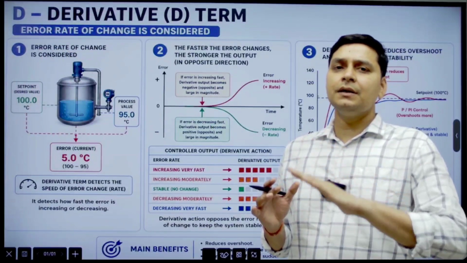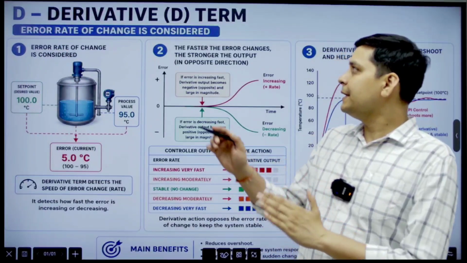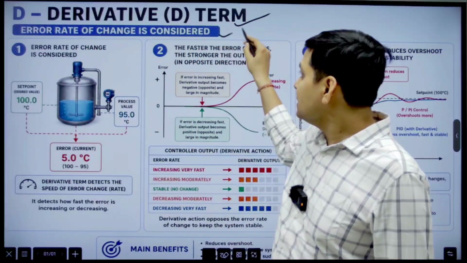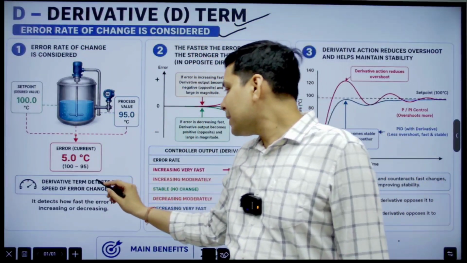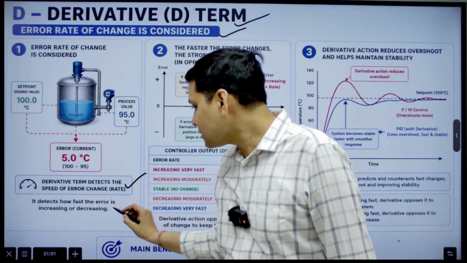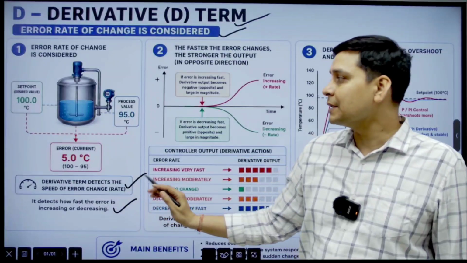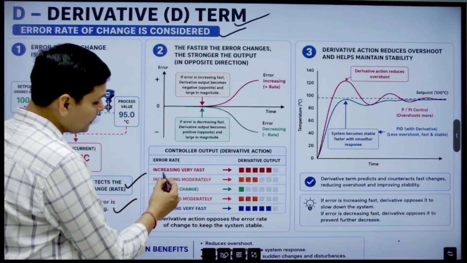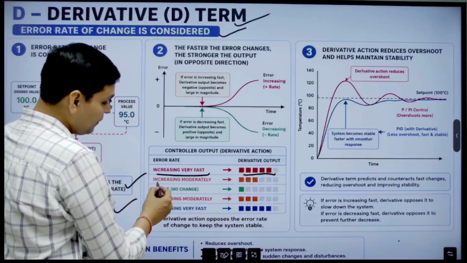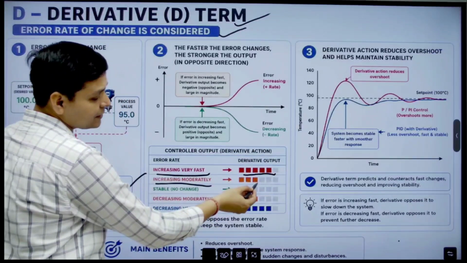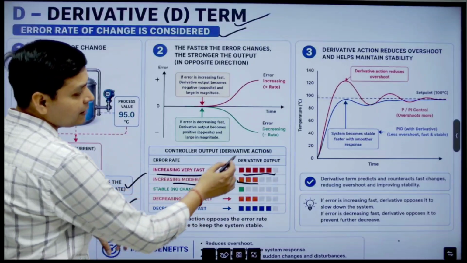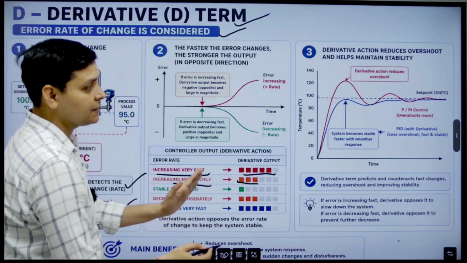Now we will discuss the third term of PID, that means D, the derivative term. Here the error's rate of change is considered. That means the derivative term detects the speed of error change. It detects how fast the error is increasing or decreasing. Look friends, if the error is increasing very fast, then the derivative output will be higher. If it is increasing moderately, then its output will also be moderate. And if the error is decreasing very fast, then the derivative output will also be fast.